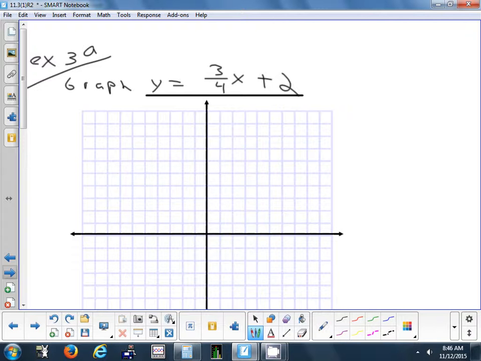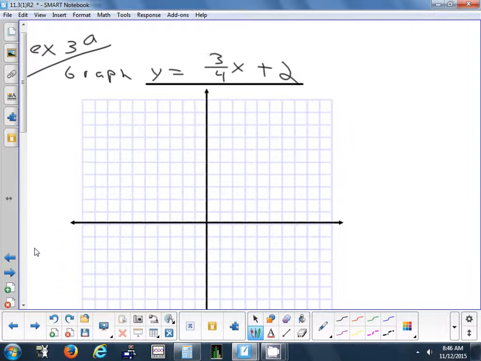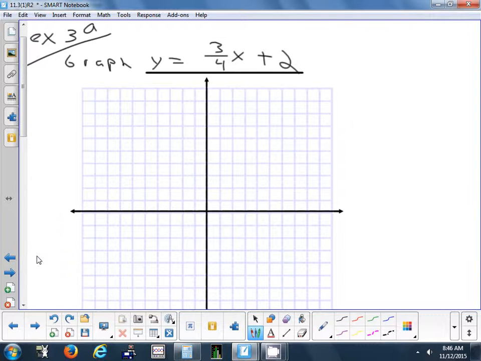Where do I start? Let me ask you this question first. Is it already in slope-intercept? Is y by itself? Yeah, so we're not talking about rearranging anything. You just got to do the 2. You got to find it on the y-axis. Good. Like Gage just said, find the 2 on the y-axis.